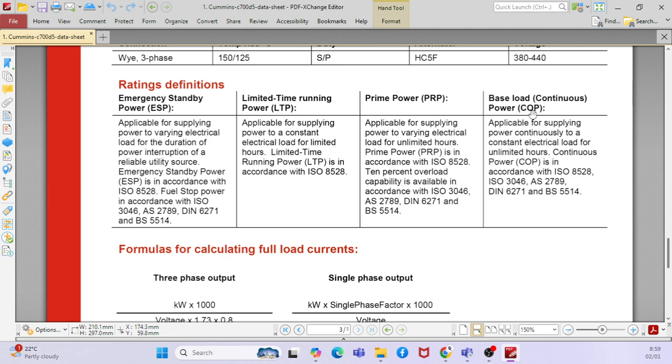But as continuous, it is like driving a car, because you are continuous for unlimited hours, but with full capacity, right? So that is the difference between the three generator ratings.